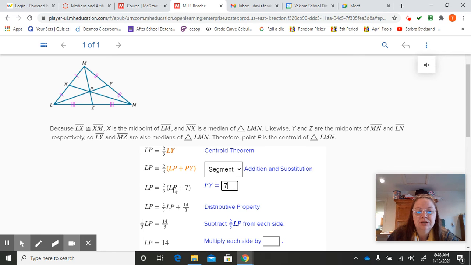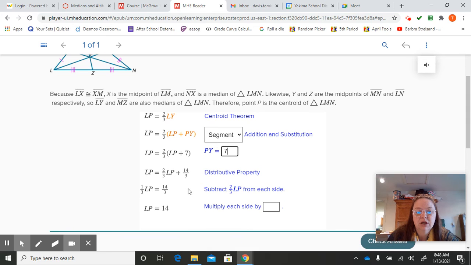We distribute the 2/3, and we're going to leave this as a fraction because it's easier to work with in this case because of the 2/3 already in here. We subtract 2/3 from both sides. So if you have a whole LP and you take 2/3 of an LP away, you have 1/3 of the LP left. Then to get rid of the 1/3, you can either divide by 1/3 or multiply by the reciprocal, which is 3 or 3/1, either way. So that means that LP is 14.